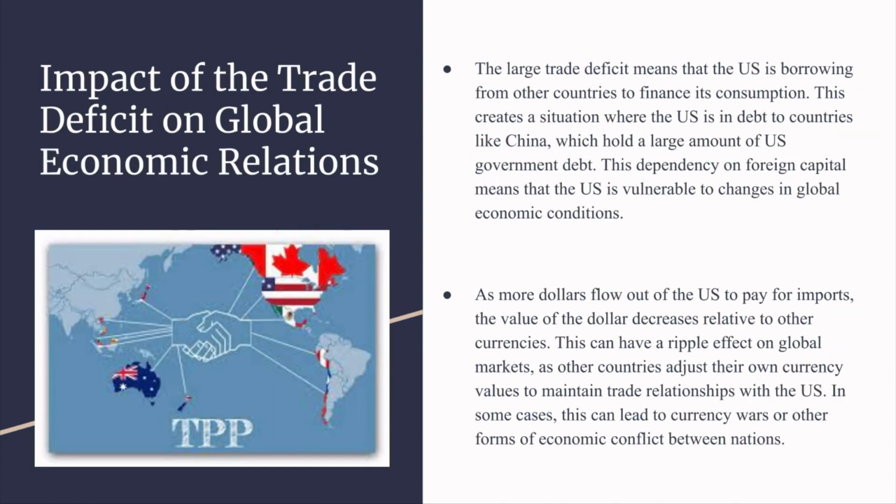Part 7 talks about the impact of the trade deficit on global economic relations. While the U.S. trade deficit has been a concern for American policymakers, it also has significant implications for global economic relationships. For example, the large trade deficit means that the U.S. is borrowing from other countries to finance its consumption.